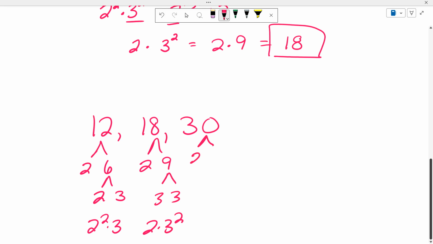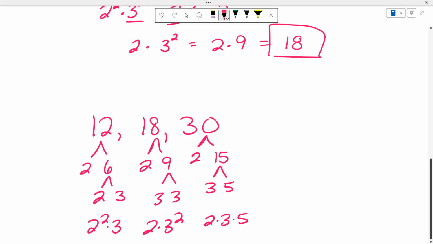30. How many times does 2 go into 30? Then, for 15, 2 doesn't go in there, but 3 goes in there how many times? 5. So this is 2 times 3 times 5.